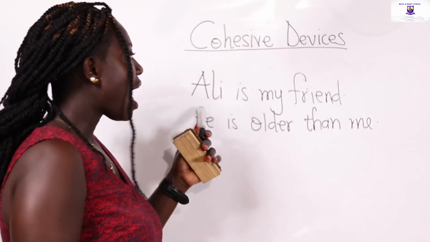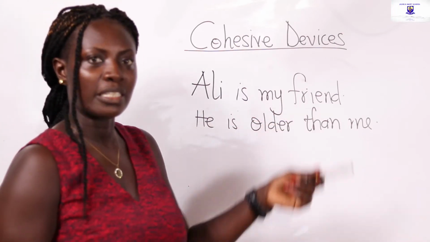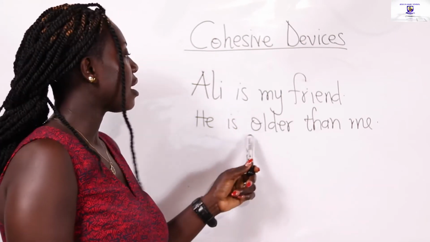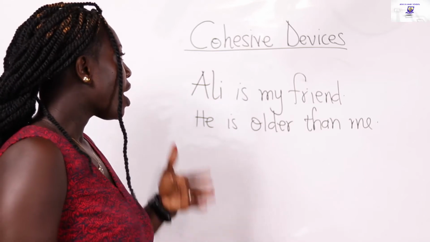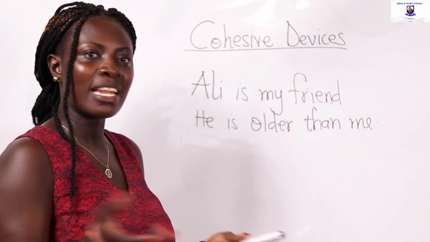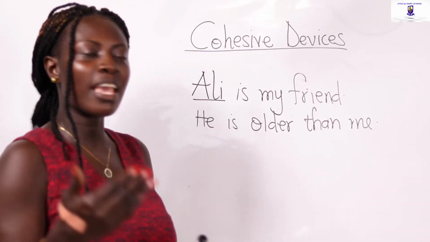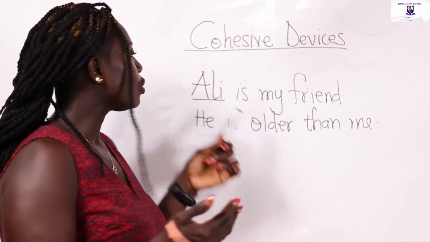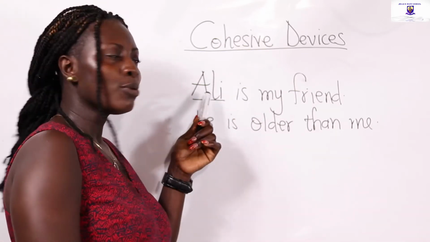we have Ali is my friend. Ali is my friend. He is older than me. Now, the noun in this sentence is what? Ali. So we are talking about Ali. Instead of us saying Ali is older than me again, we would use a pronoun to refer back to Ali.